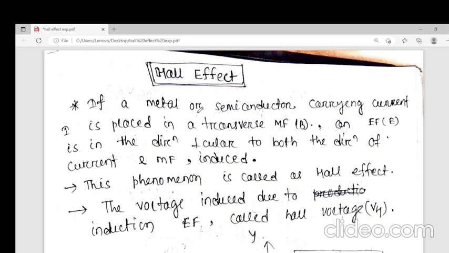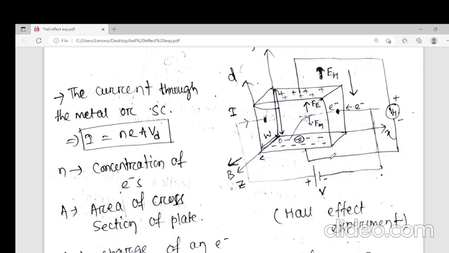Okay, so let's see the figure. Suppose a conducting material in the shape of a cube, and it is carrying a current I. See, this is your external applied voltage, so that current can flow through the conducting material. Okay, suppose metal.